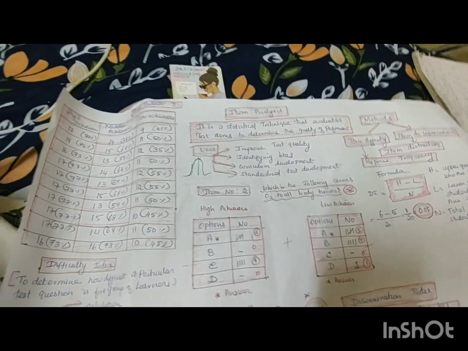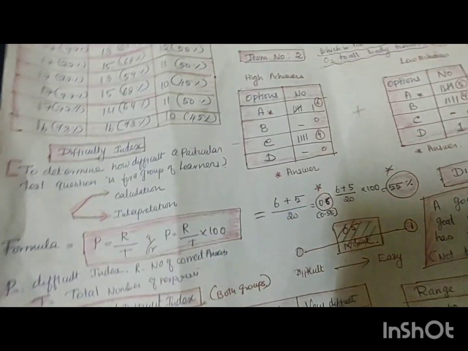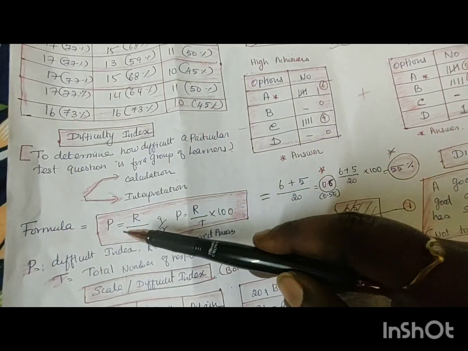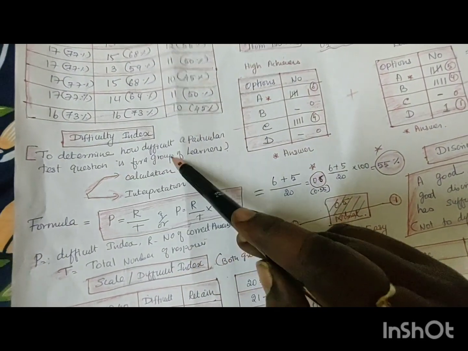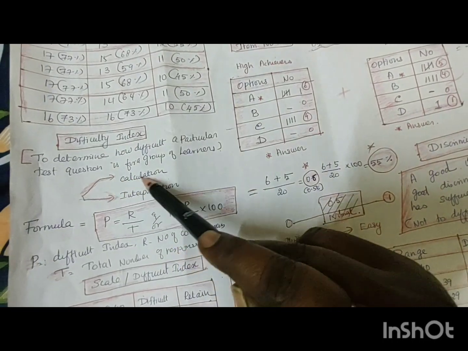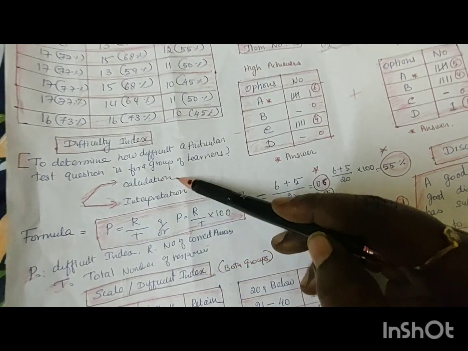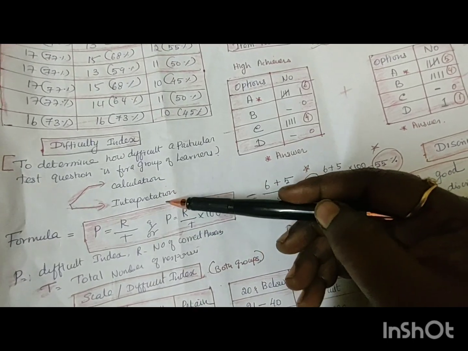Let us see how I have done it for an example. If I have some question, I am doing only the difficulty index. Distractors will be taken separately, but I have taken only one sample question. Before that, first we will see about the difficulty index. Why are we doing a difficulty index? The difficulty index determines how difficult a particular test question is for a group of learners. What are you going to do? First we are going to calculate, next we are going to interpret.